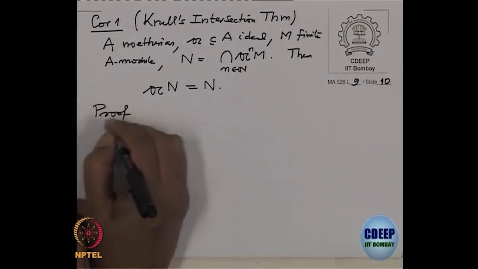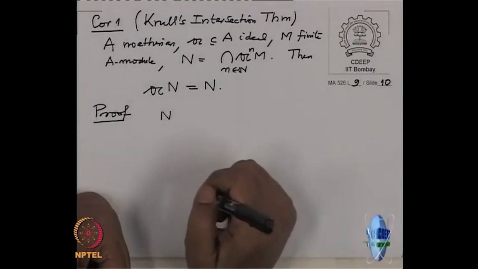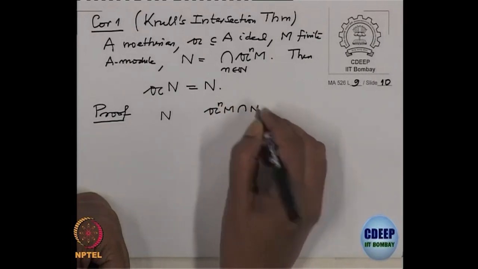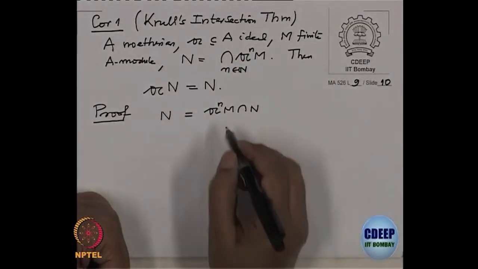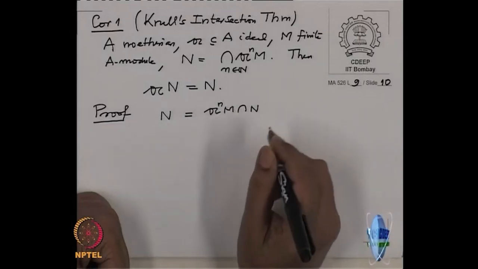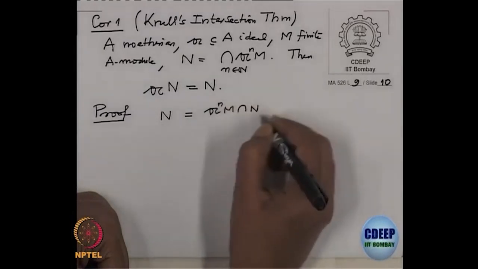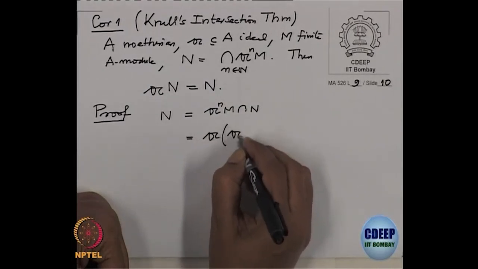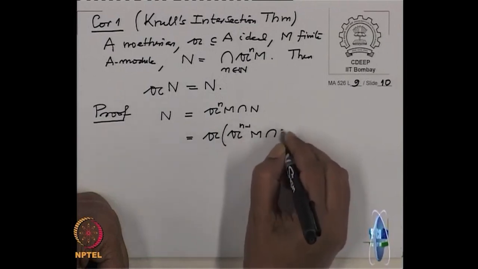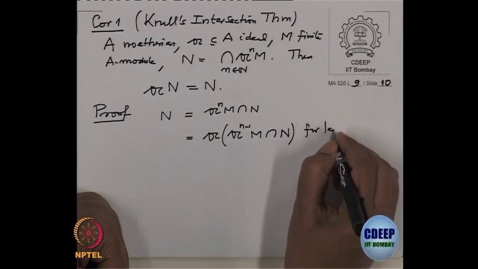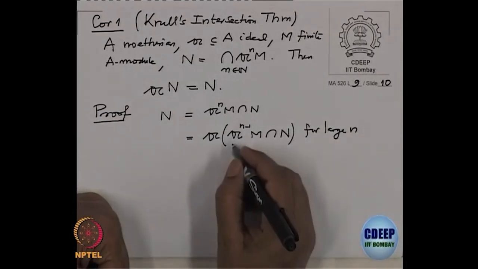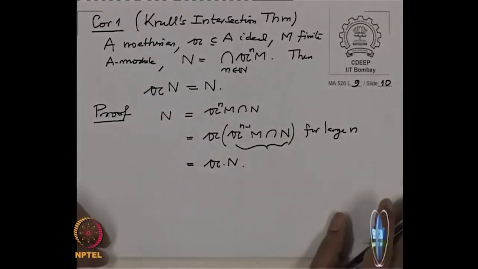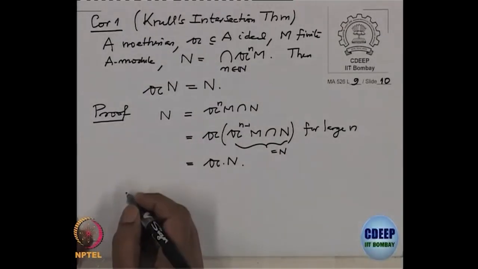Proof. Look at N. Obviously, if I take A^n M intersection with N, because N is the intersection of all of them, this is a bigger set than N, so when you intersect, you get the same thing. But for large n, this filtration is adic, which means it is A times A^(n-1) M intersection N for large n. But again, this is N, so this is the same as A times N. That is what we wanted to prove, it is equal to N.